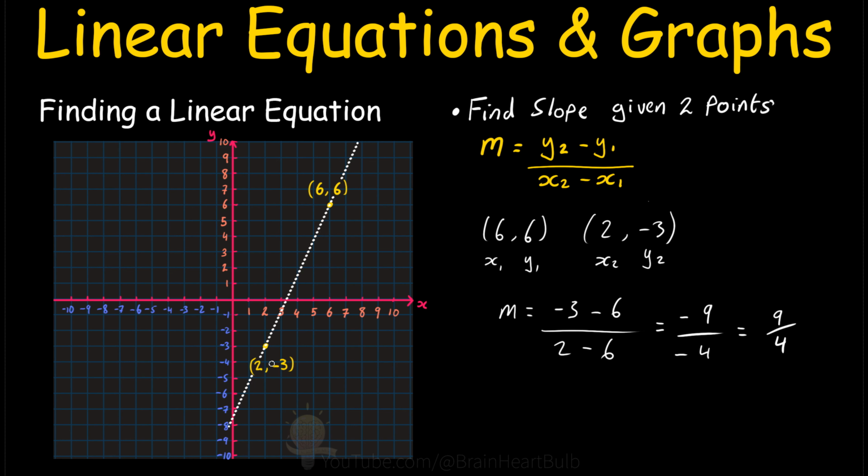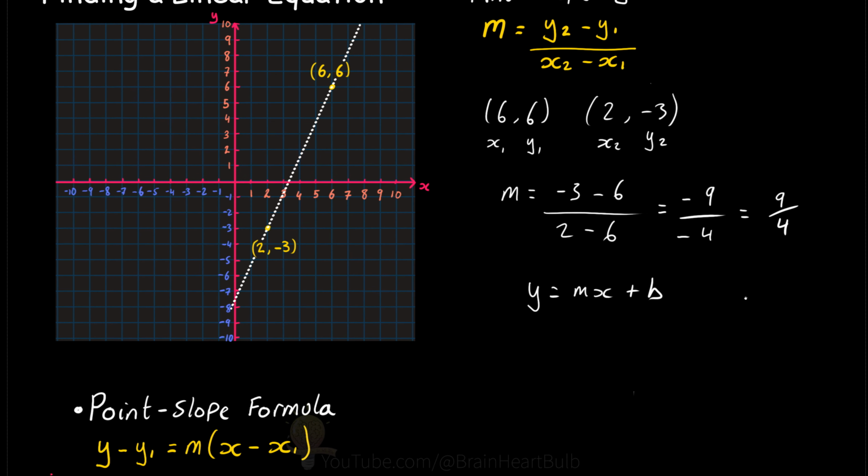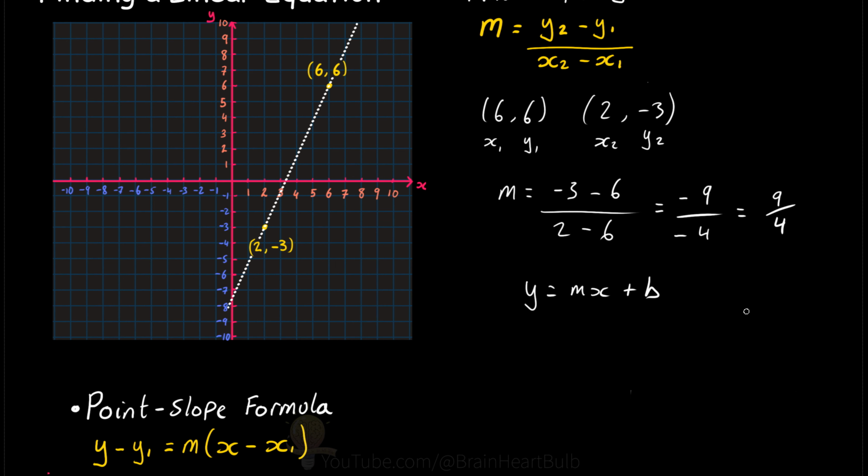In other words, for every 4 points that this line moves on the x-axis, it moves up 9 points on the y-axis. So with this information, how can we generate a line equation in the form of y equals mx plus b? Well, for this example, we'll use the point-slope formula down here. We've worked out the gradient already, which is 9/4. And we can choose one of these points up here to act as our x1 and y1.